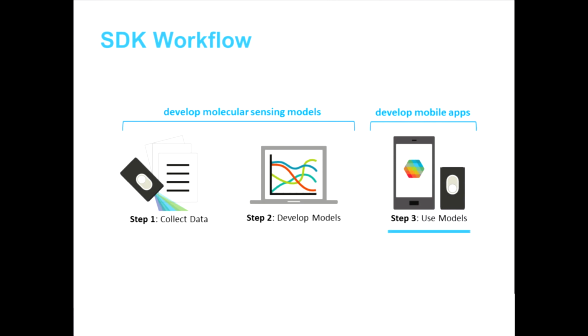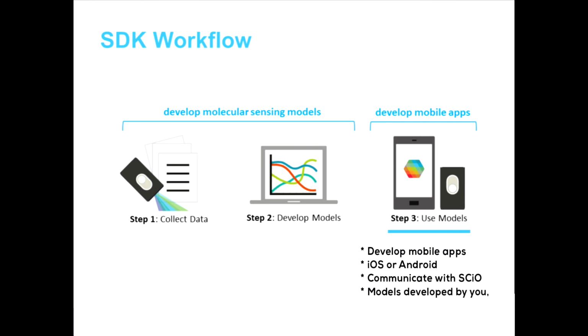Step 3 is about using these models, creating or developing mobile applications based on molecular sensing models. So once a model is available for use, you can develop apps for iOS and Android using our mobile libraries. And these apps will communicate with the SCiO molecular sensor to get scan results and can be based on one or multiple molecular sensing models. The models may be the ones developed by you, as described in the previous steps, or models developed by Consumer Physics or other developers in the SCiO developer community.